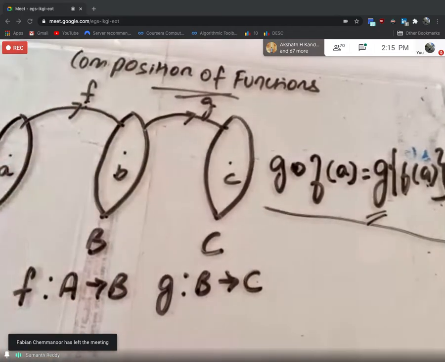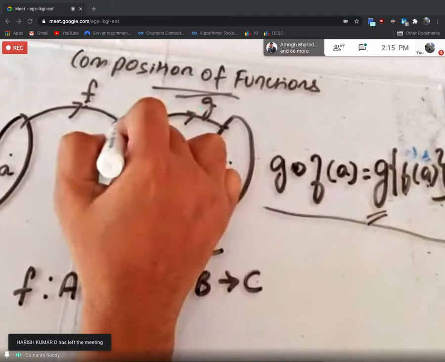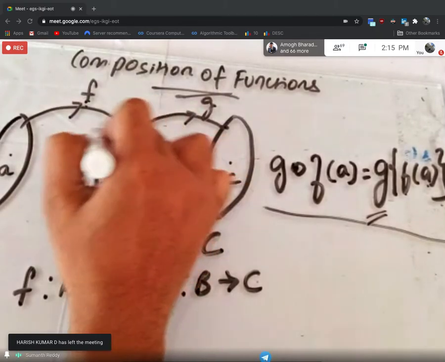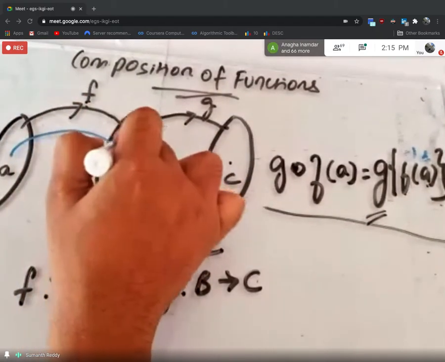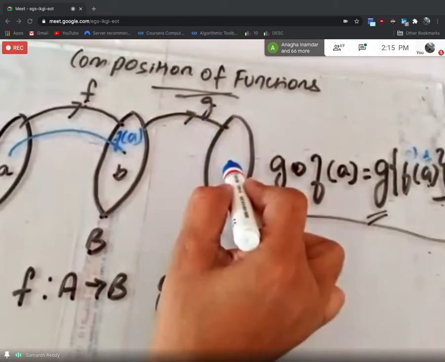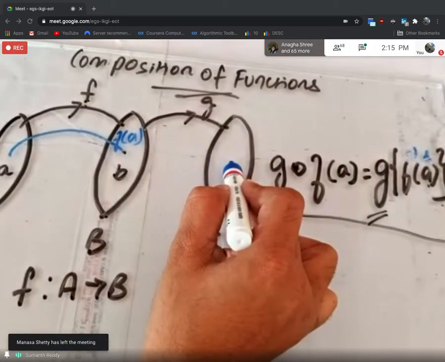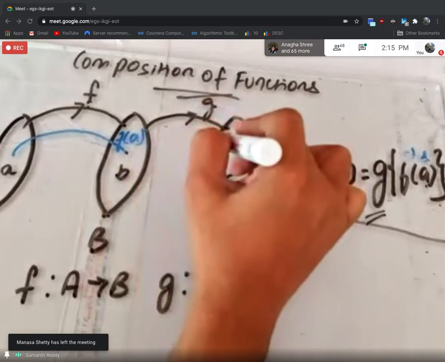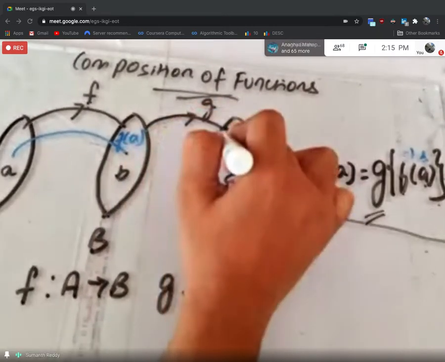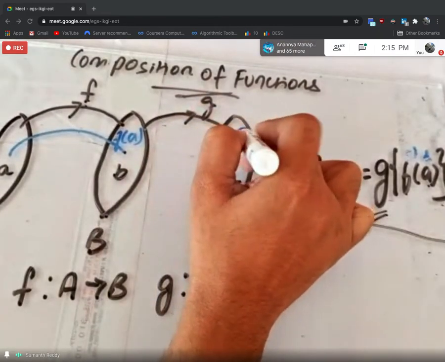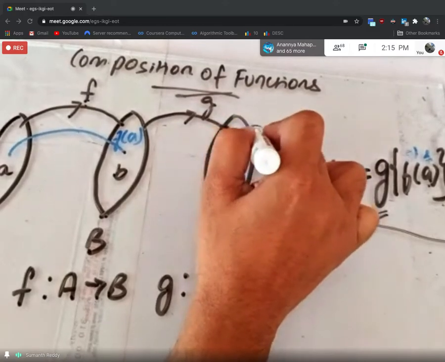One more thing, how did I get this element B? This element B I got by applying the function F on A, right? And how did I get this element C? I got this element C by applying the function G on B, whereas B I got by applying F on A.